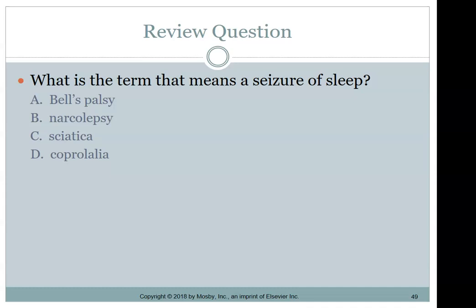Review question. What is the term that means a seizure of sleep? A, Bell's palsy, B, narcolepsy, C, sciatica, or D, coprolalia? And your answer is B, narcolepsy.